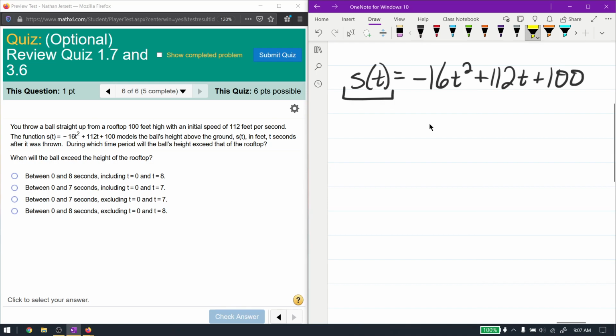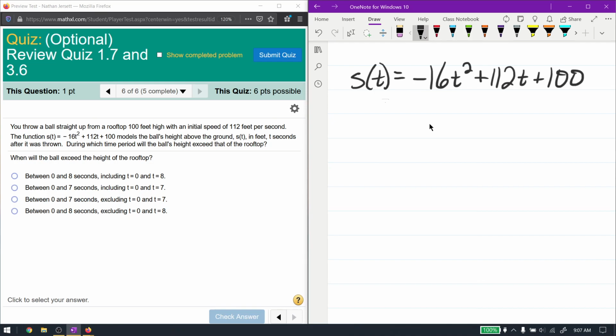Now this equation actually comes from a physics equation called the kinematic equations. If you took a physics class, a first year physics class, you'd understand how to find this equation just with pieces of information like gravity, the height of the ball, those kinds of things.